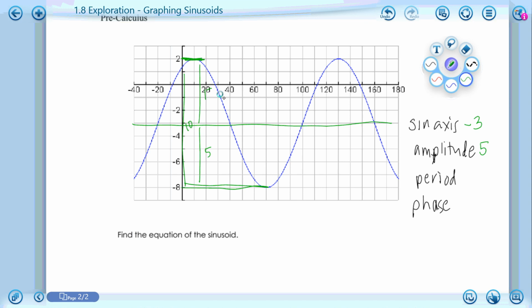Now, let's not worry about the equation right now. I know that the period is confusing. Let's just get the period off of the graph here. Now, the period, remember, is the number of degrees it takes to complete one full cycle of the graph. Now, how do I figure that out?